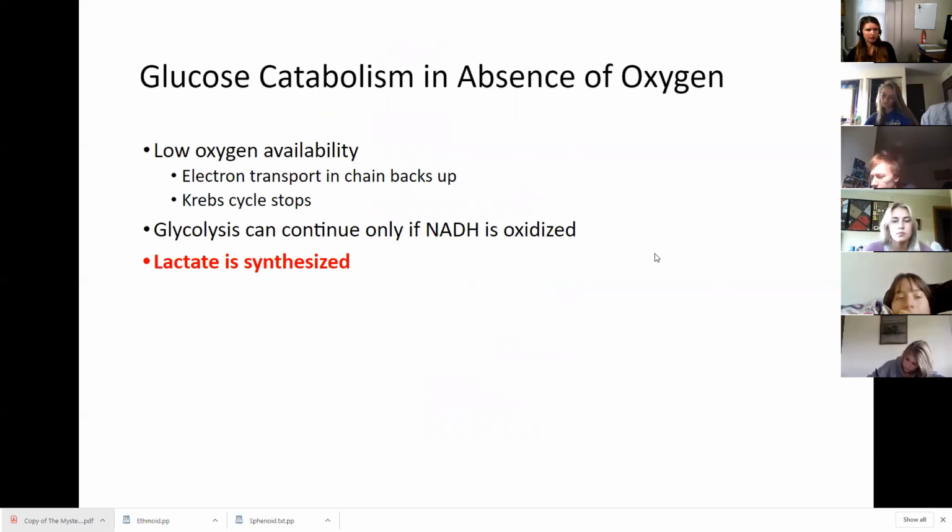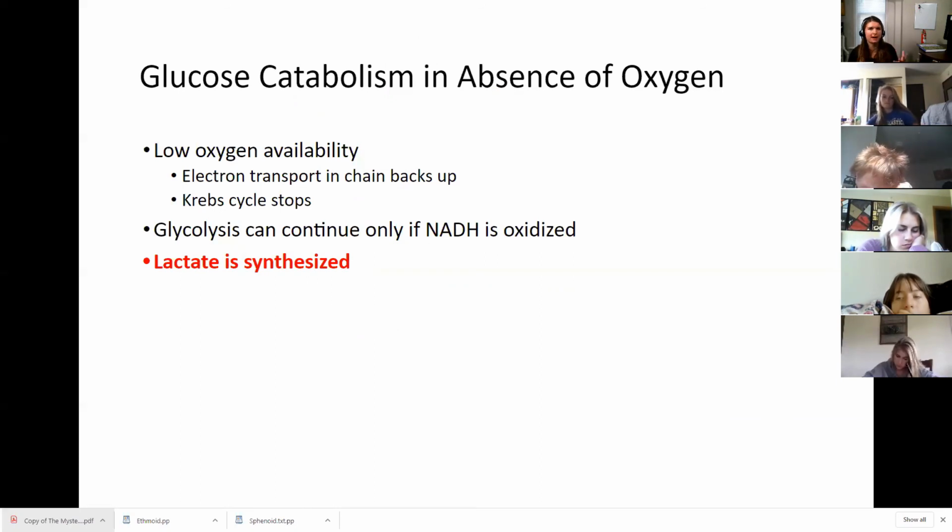So without oxygen, we do still need to be able to break down glucose. And this is because sometimes your body uses up oxygen basically too fast. If you're exercising really hard for a long time, you're trying to produce a ton of ATP really quickly. And at some point, you're using up oxygen more quickly than you can get it into those tissues.